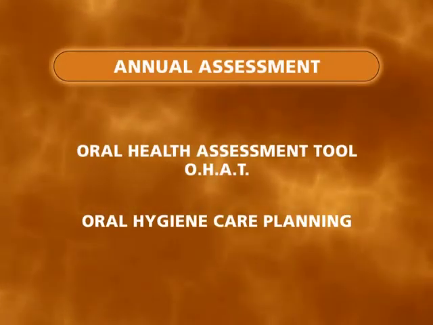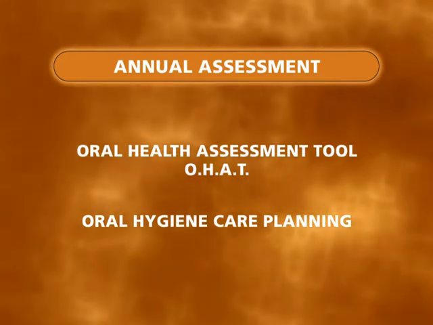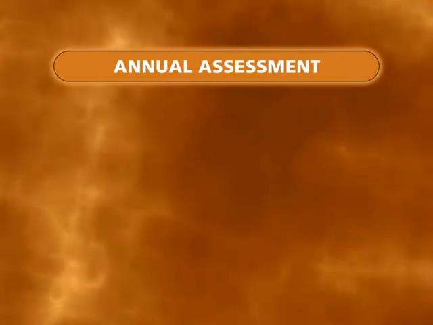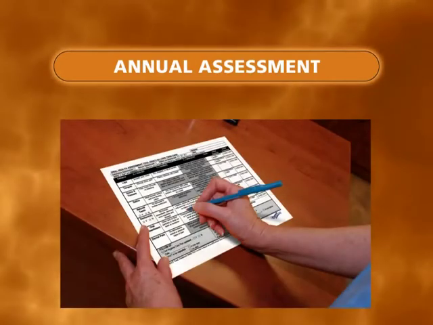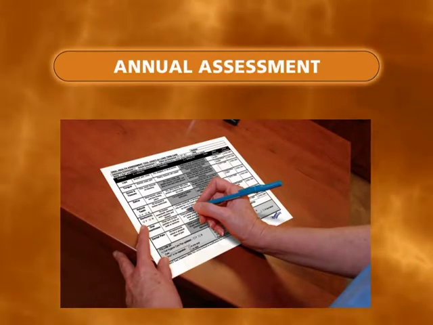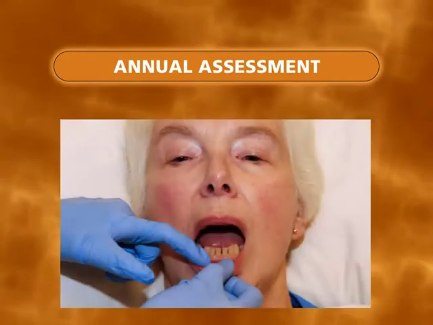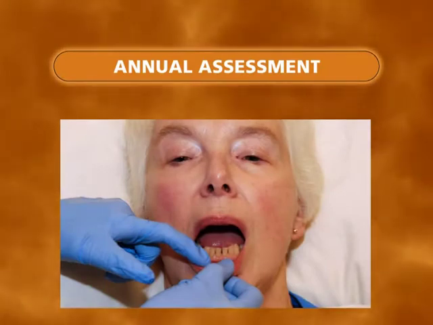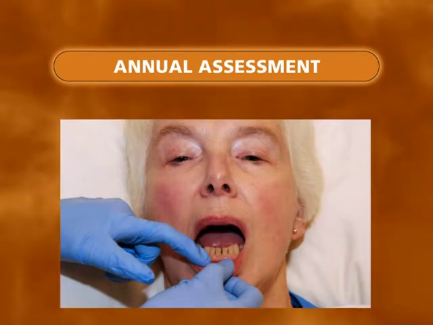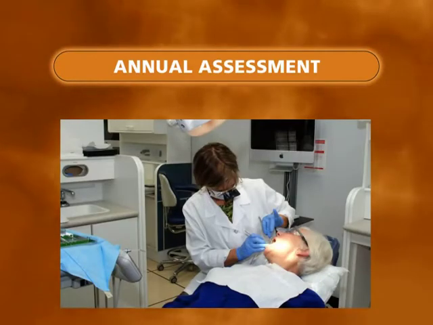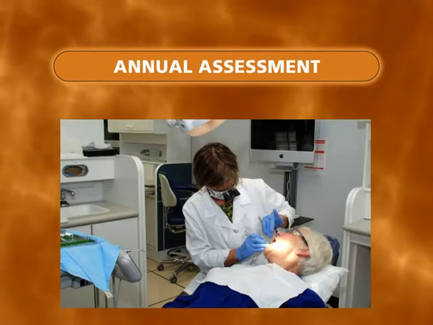Annual Oral Health Assessment Tool and Oral Hygiene Care Planning for Dependent Older Adults. An important part of providing mouth care for frail or dependent older adults is to document and track information concerning the mouth and surrounding tissues. This is necessary for developing a plan for daily oral hygiene care and to evaluate oral hygiene interventions. It also helps identify problems that may require referral to a dental professional.